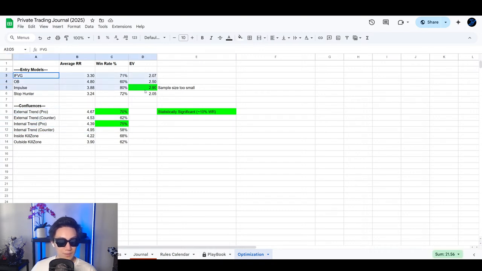And then you can filter out based on an entry model. Use the one that gives you the best EV. In this case, sample size is too small for Impulse, so I would go with the next one, which is a good sample size: the OB entry model.